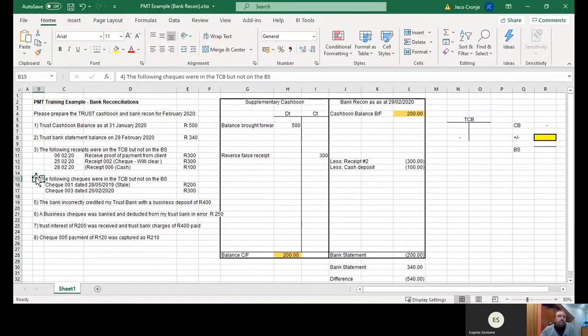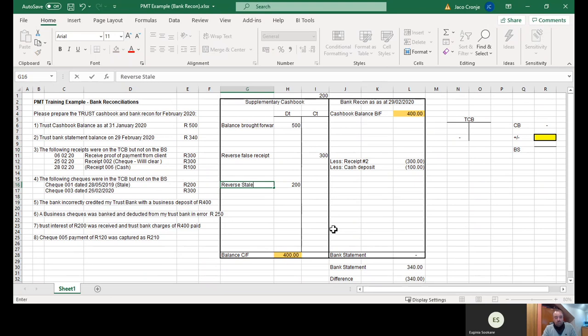So these are now payments. So check number one dated the 28th of May 2019, and I've written there, this check has now become stale. So for the last 6 months, that check would have been a reconciling item on my bank recon. But as at the end of Feb, do we believe that check will still be able to be banked? And the answer is no, because now it's gone stale. So when we originally wrote the check, signed it and gave it to the client, we would have written that check onto the credit side of our normal cash book. So to reverse the effect of that check, we now have to go and debit that. And we will say reverse stale check.